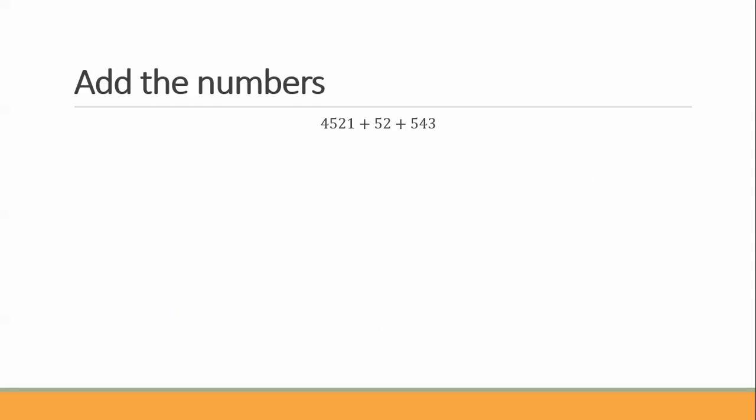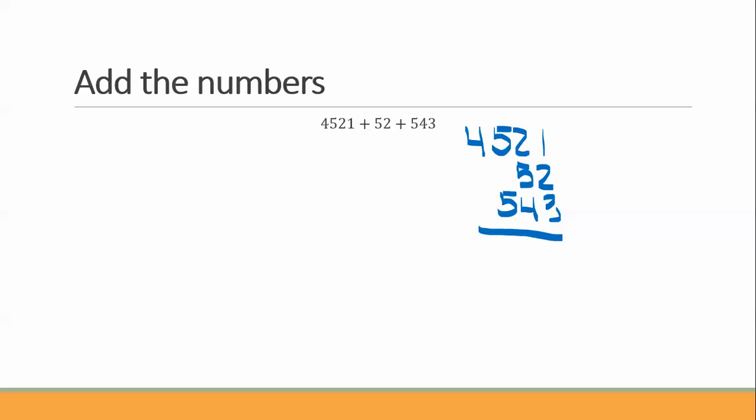This is going to be a little harder to do on a number line. So this one we're just going to add how we have learned for a long time. We're going to line the numbers up vertically, 4,521, 52, and 543. Again, like terms, we have to line up the ones digits, the tens digits, the hundreds digits, and the thousands digits.